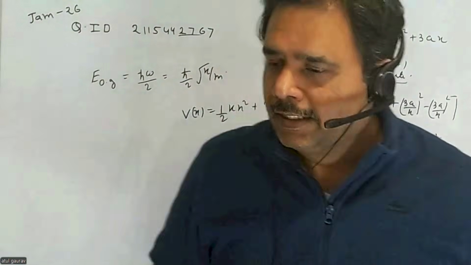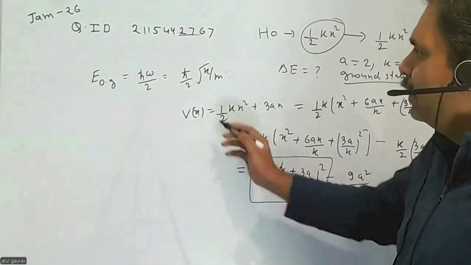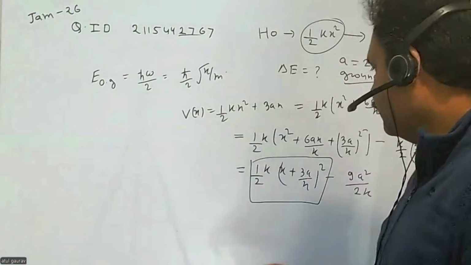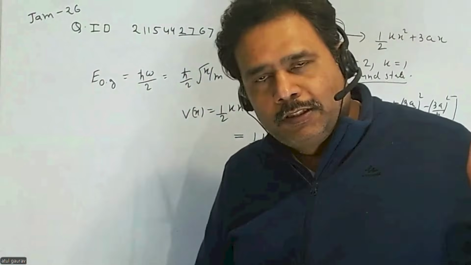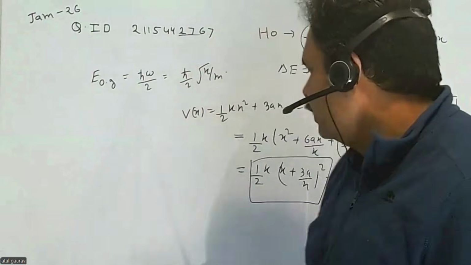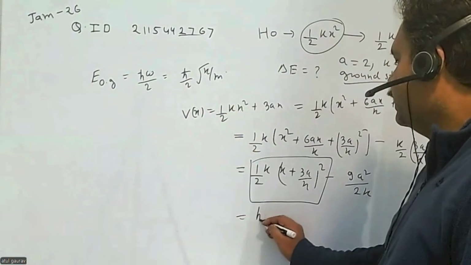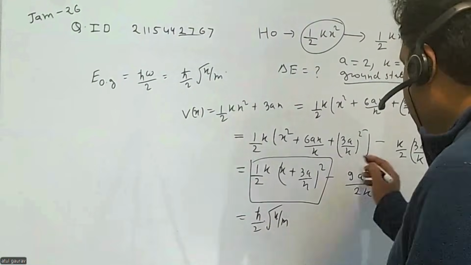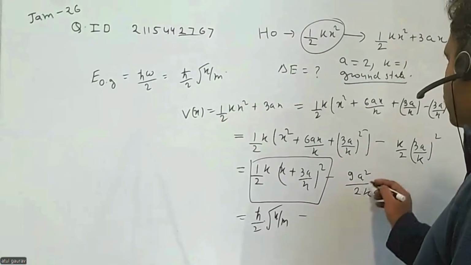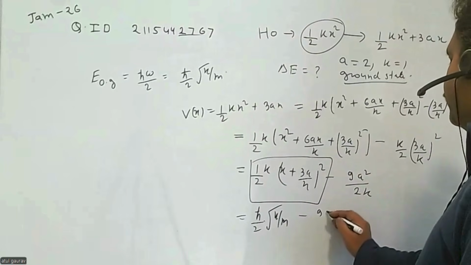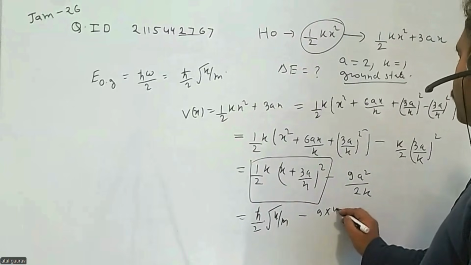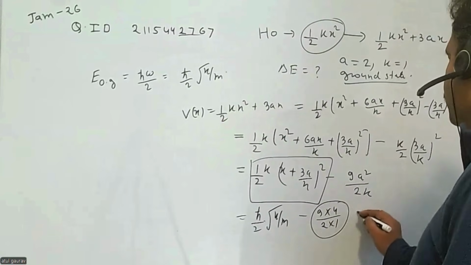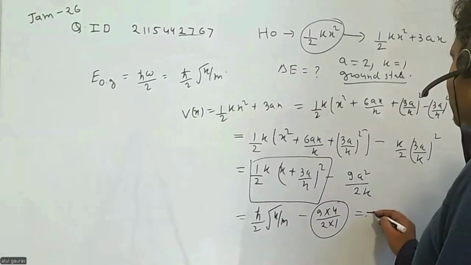So for the ground state energy, this value will have exactly the same energy as before, because this is just shifting the origin. If you translate the potential horizontally, then the energy eigenvalue will remain the same. So this value will have exactly h cut by 2 root under k by m. And this other value is a constant. So this constant value can be written as 9 into a square, which is 4, divided by 2 into 1. So this will be exactly minus 18.